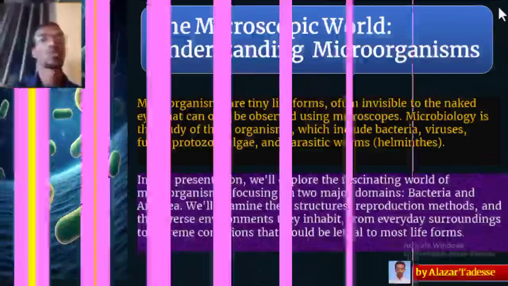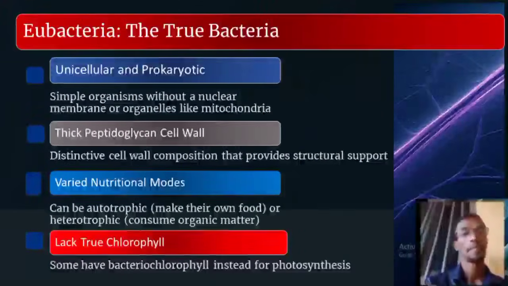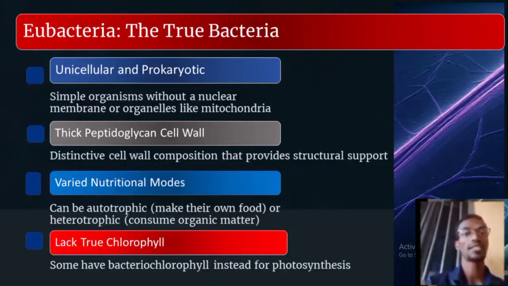Let's begin with the first one, Eubacteria. Eubacteria are known as true bacteria. They have the following characteristics. They are unicellular, meaning their body is composed of a single cell. They are made up of only a single cell.